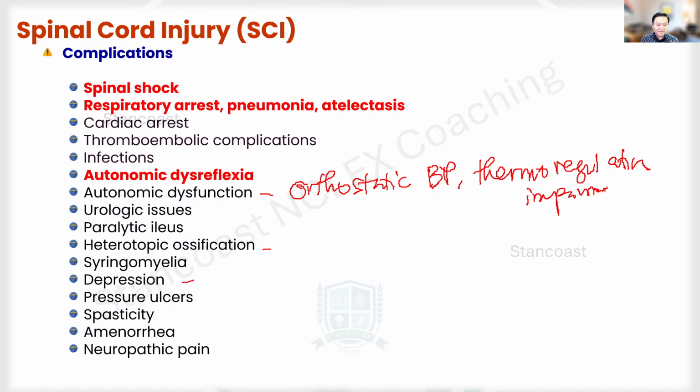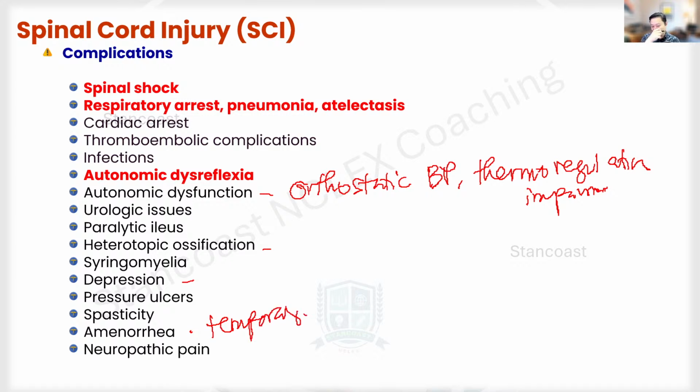Well, of course, we have depression because of the psychological impact of the paralysis. We also have pressure ulcers because of the immobility, the spasticity, amenorrhea, of course. This is going to be a temporary, not really a permanent amenorrhea, but a temporary one.